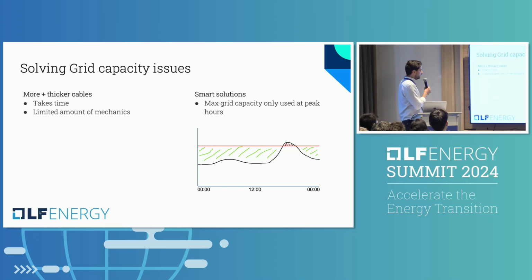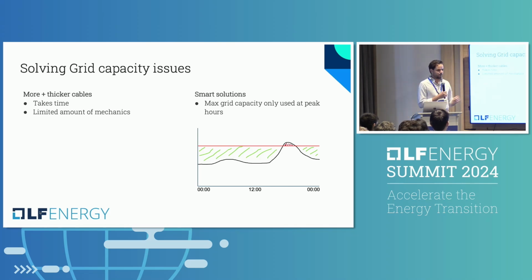So we can do a couple of things to solve these issues. We can either go for new assets and expanding the grid, so thicker cables, larger transformers, etc. But it takes time, and there are a limited amount of mechanics. And as you can see on the right side, is it really necessary? Because we don't use the grid 100% of the time.